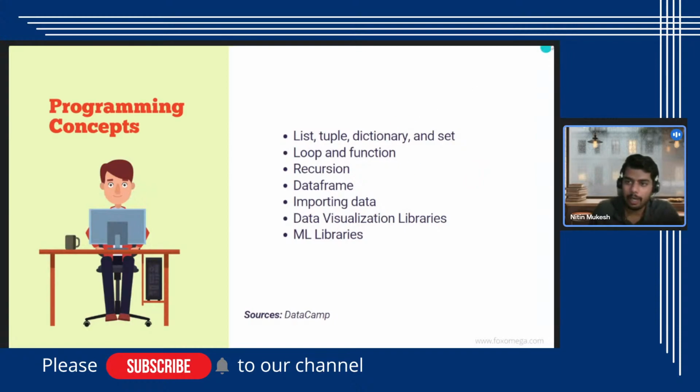If I talk about programming concepts, these are for reading about any programming language: list, tuple, dictionary, set.